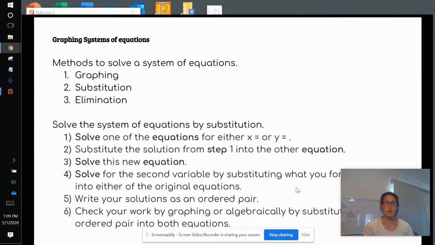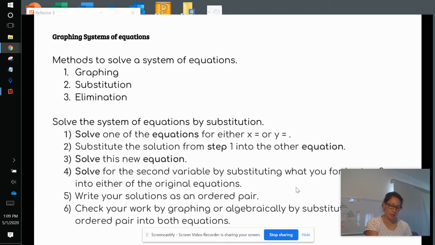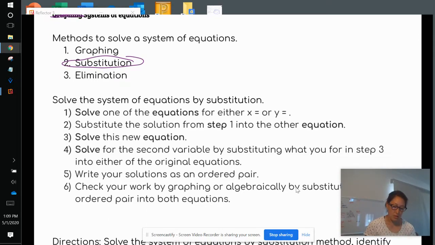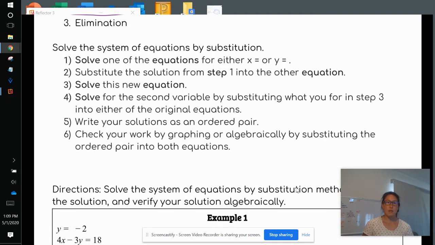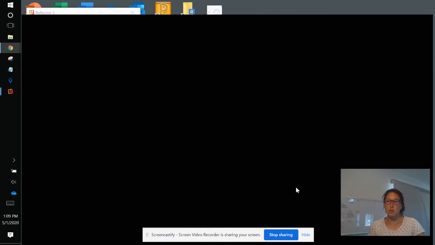Hi, we're solving systems of equations today by substitution method, and this is part 2. So we have the same steps as last time, but this time we need to make sure we adhere to step number 1, which is solving one of the equations for x or y.